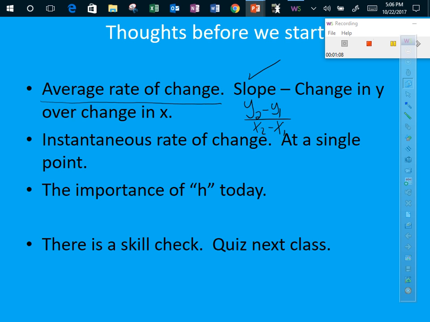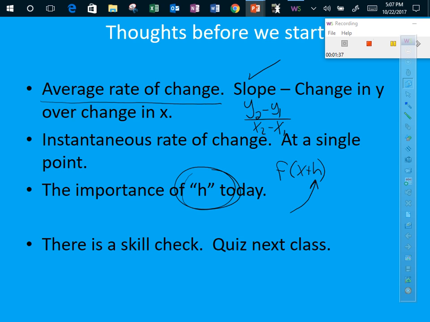You're also going to hear today the words instantaneous rate of change. That's going to mean we're going to find the slope at a single point on a graph, and then we're going to call that the tangent line. I'm also going to cover with you today, we're going to talk a lot about the importance of that h that you've been seeing pop up a lot lately. So when we had to find f of x plus h, we'll talk about that role of h today.